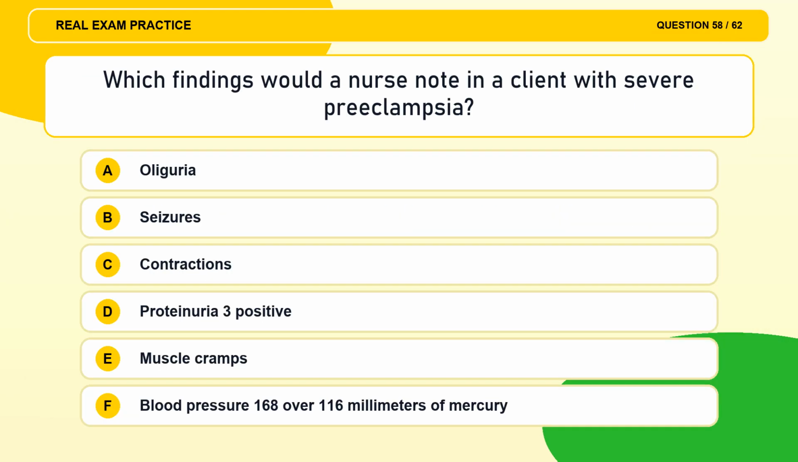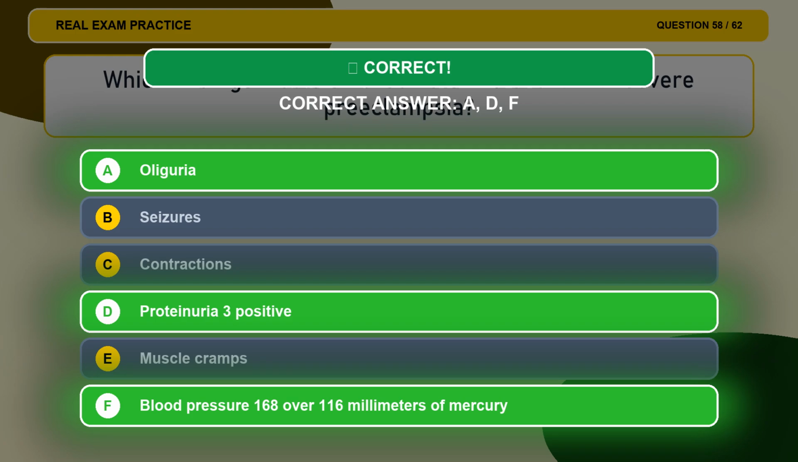Question 58. Which findings would a nurse note in a client with severe preeclampsia? Option A, oliguria. Option B, seizures. Option C, contractions. Option D, proteinuria 3 positive. Option E, muscle cramps. Option F, blood pressure 168/116 millimeters of mercury. The correct answers are options A and D and F.